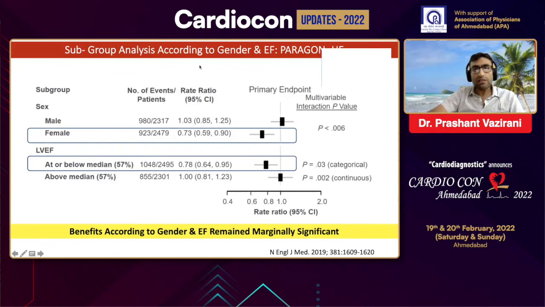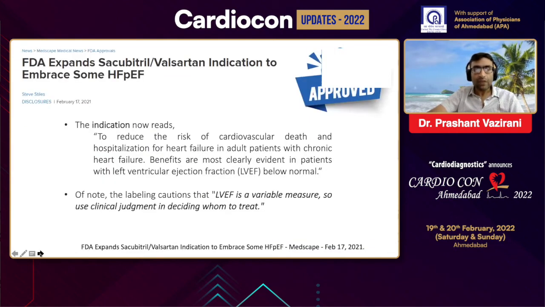And if you see the subgroup analysis of Paragon, the female patients achieved their primary endpoint, and so did the patients with EF of 57% or lower. So this magical number of 57% was achieved in this trial. That means patients with EF 57% or lower will achieve the primary endpoint, whereas those with higher EF did not have a beneficial effect. So the benefits according to gender and EF were marginally significant, if you can say. Depending on this, FDA expanded the ARNI indication to HFpEF, but this has not yet translated into the guidelines.